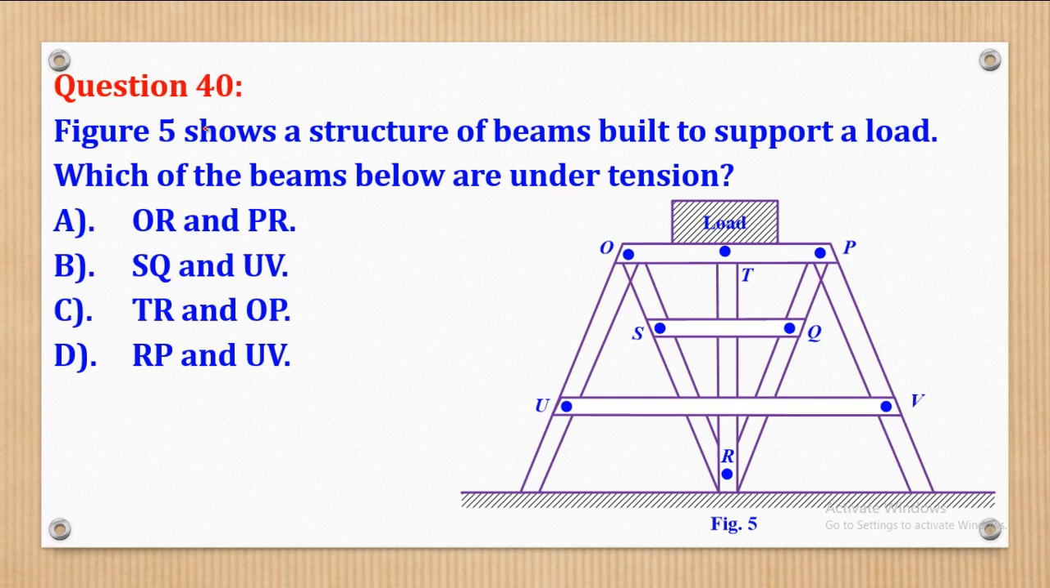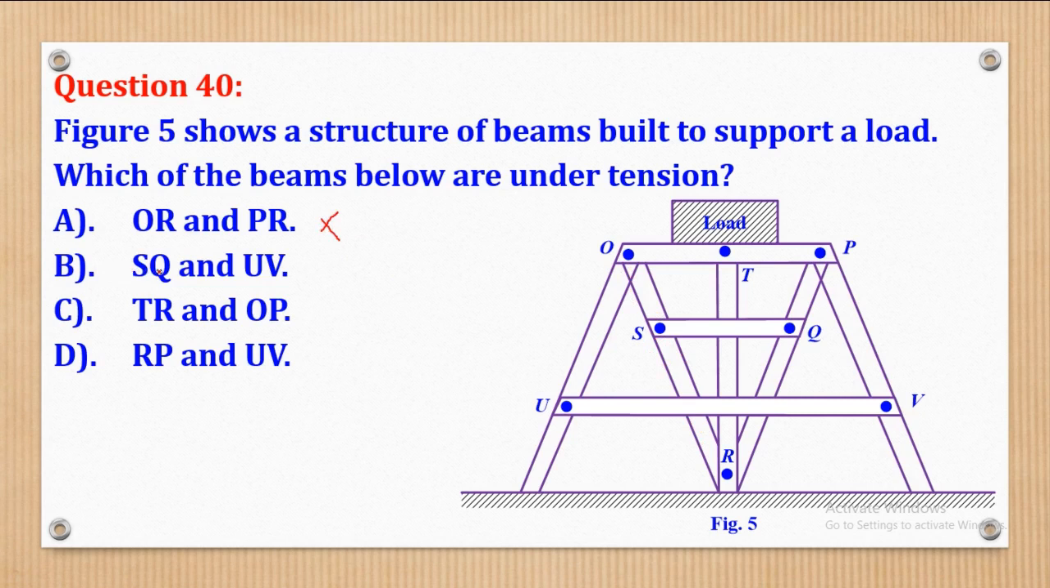Now let's start with part A. Part A says the pair of beams under tension is OR and PR. So when you look at OR, when I remove this beam, the system will collapse inwards. So this part, joint O, will go inwards. Therefore, OR is in compression. That means that this is not okay.